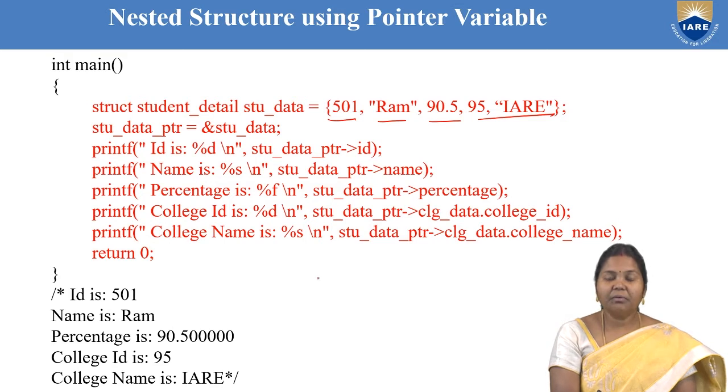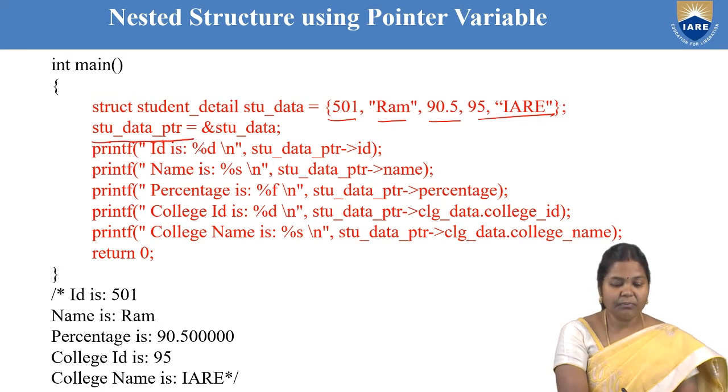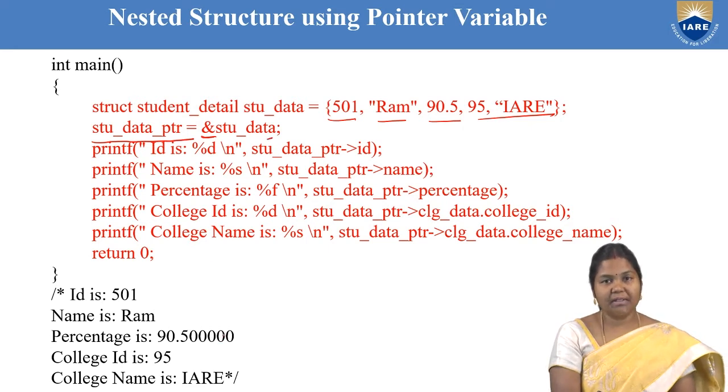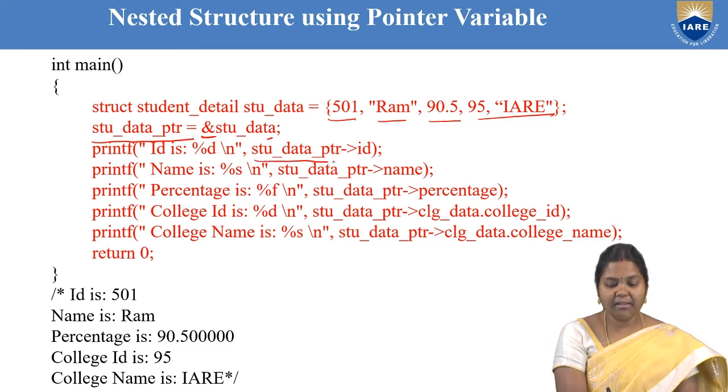First, as we are using the pointer type variable, store the address of the simple structure variable into the pointer variable, because normally the pointer variable should get the address of the simple structure variable. So student_data_pointer, which is the pointer variable, is equal to the ampersand operator, which provides the address of the simple structure variable, student_data. And once you get the address of the structure, using that variable we can print all these details.